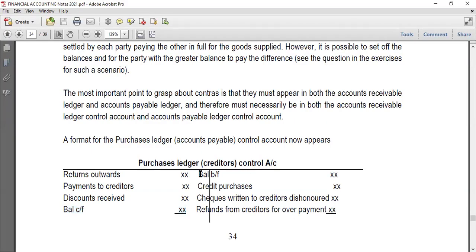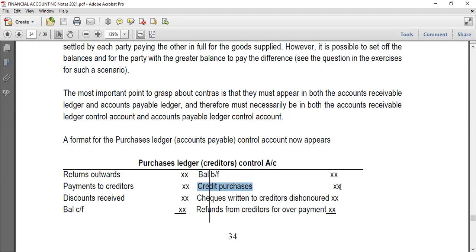So in the same way, since our balance is on the credit side, whatever appears on the credit side of your creditors control account means that it increases your creditors, okay? It increases your creditors, just like the way we are seeing here. The credit purchases increase our creditors. Every time we purchase on credit, it means that it increases the amount of money that we have to pay to our creditors.